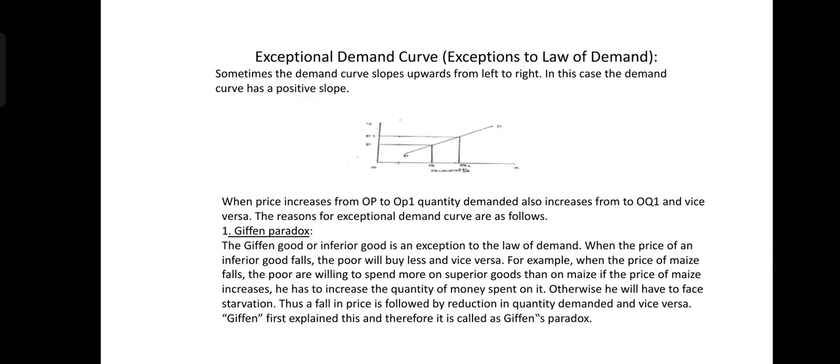Exceptional demand curve. Sometimes the demand curve slopes upwards from left to right. In this case, the demand curve has a positive slope. When the price increases from OP to OP1, quantity demanded also increases from OQ to OQ1 and vice versa. The reasons for exceptional demand curve are as follows. Giffen paradox. The Giffen good or inferior good is an exception to the law of demand. When the price of an inferior good falls, the poor will buy less and vice versa.